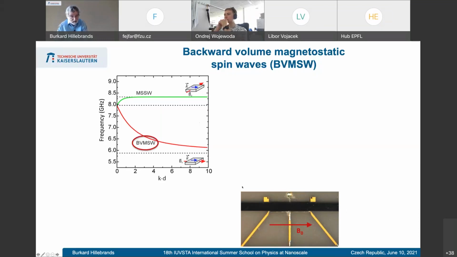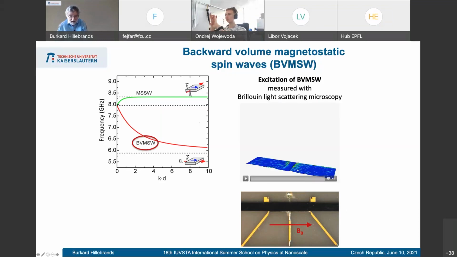And we do it for the backward volume mode. And this is actually done here with Brillouin light scattering. I'll explain a little bit later what that is, but just see the data. You see now in this measurement how modes are formed, and you see how the modes propagate away to the left and to the right side in a symmetric manner. So this works very, very well.